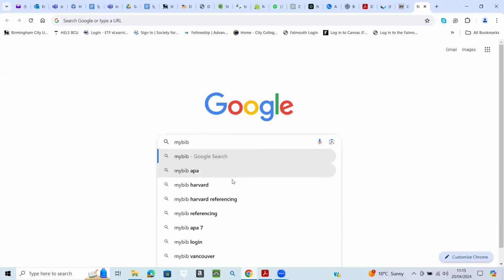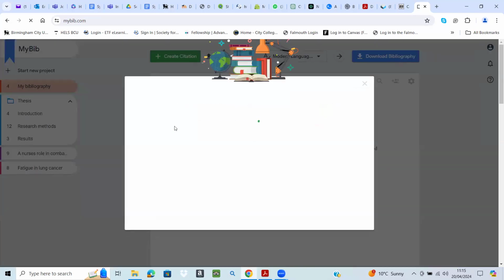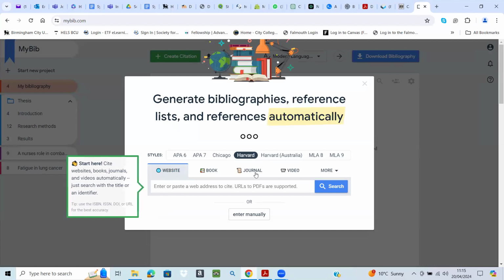So look, here I have the option of MyBib Harvard referencing. For example, if I show you from the beginning, if I search for MyBib, this is the website mybib.com. If I click onto it, then Harvard is selected here. Look, we have different styles here: APA 6, APA 7, Chicago, Harvard, Harvard Australia, MLA 8, MLA 9. So we need to use the Harvard referencing style.